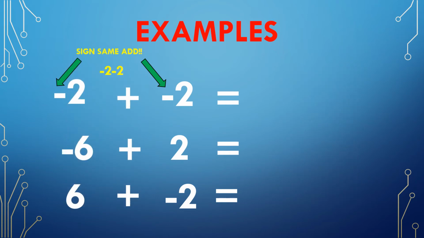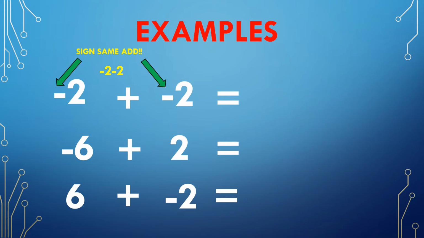So we have three examples being looked at in this section. Our first example, -2 plus -2. If you recall the rule, when you add two negative numbers, your result should be negative. So in other words, the same signs are present, add. So -2 plus -2, 2 plus 2 is 4, and you keep the sign. So the answer is -4.